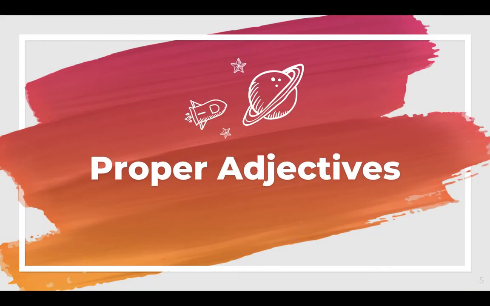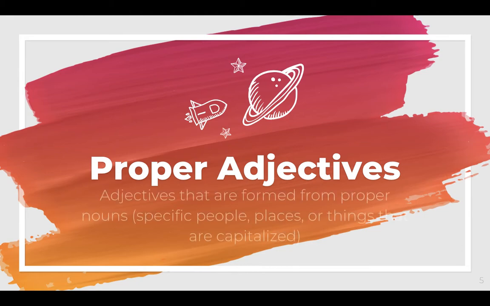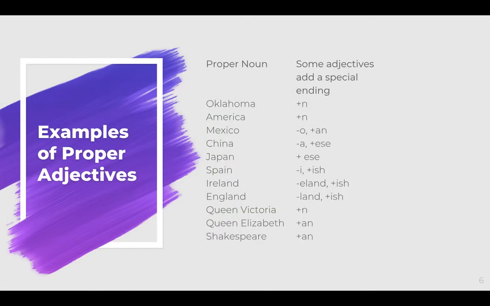All right, now, we have another type of adjective, which is called a proper adjective. And just like a proper noun, these are capitalized adjectives, and they're formed usually from a proper noun. So we might have a word like Oklahoma, and we're going to add an N to it, and we make it a proper adjective, a describing word, and make it Oklahoman. America would become American, Mexico would become Mexican, China would become Chinese. Notice that this ending changes to an ESE. Japan becomes Japanese. Spain becomes Spanish. Ireland becomes Irish. England becomes English.